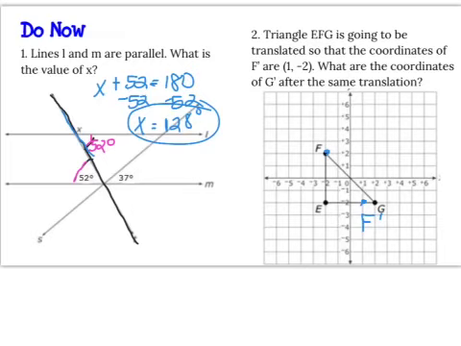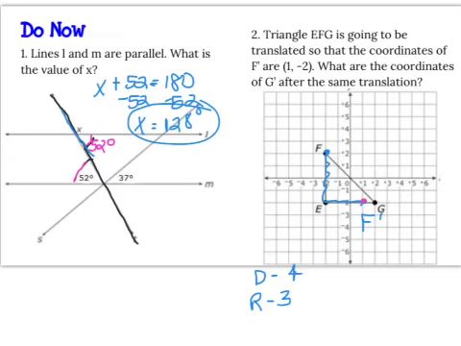I need to count how far up, down, left, or right the F point moved to get to F prime. Well, first of all, I can see that it went down, so I'm going to mark that. And I can see that it went to the right. So I'm just going to count down: 1, 2, 3, 4. So the translation was 4 down, and to the right 3. So the point F moved down 4 spots and to the right 3 to get to the point F prime, 1, -2.